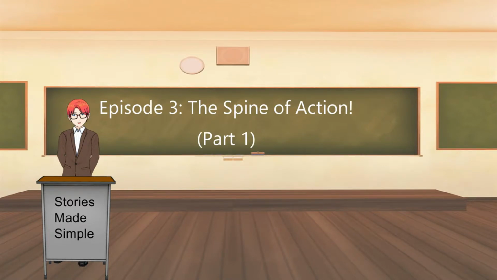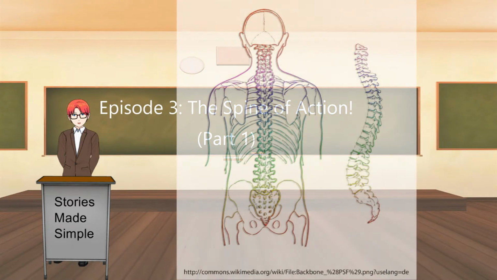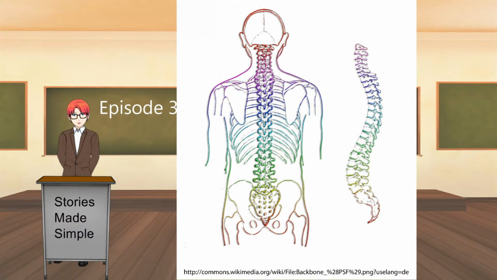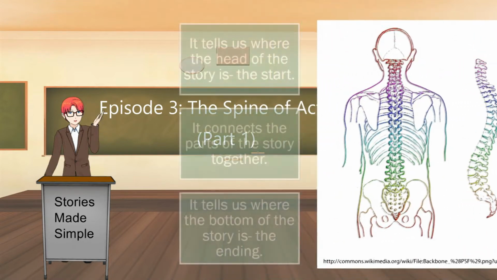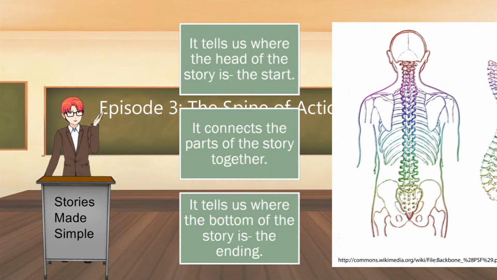Writers refer to these big actions that a whole story is based around as the spine of action. It's called a spine because just like that thing in your back, it holds the whole story up. And, just like a real spine, it has a couple of important jobs. It tells where the head of the story is, the start. It connects the parts of the story together. It also tells us where the bottom of the story is.